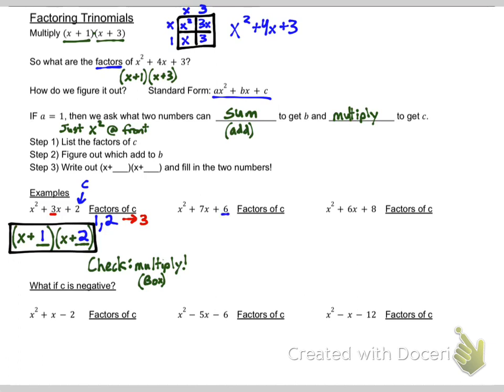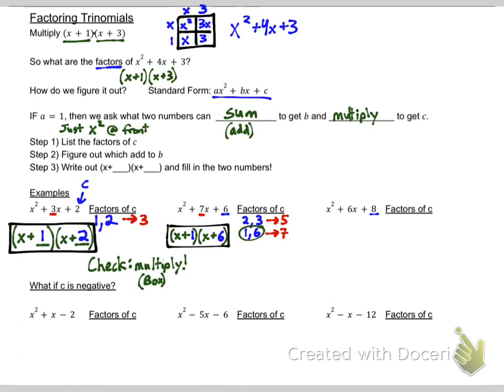We want the factors of 6. That's our c. So the factors of c are 1 and 6 and 2 and 3. Notice I don't also need to write down 3 and 2 because that's the same as 2 and 3. When we add these together, we get 7 and we get 5. Well, we want the one that adds up to 7. So I'm going to circle 1 and 6. So x plus 1 and x plus 6 is the factored form.